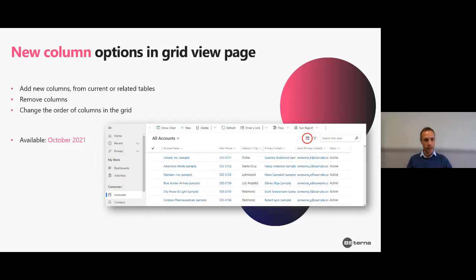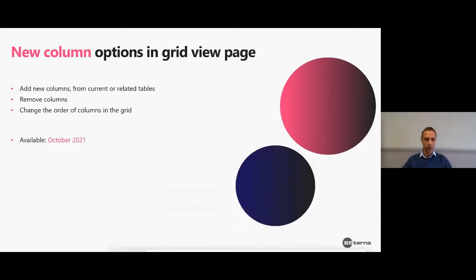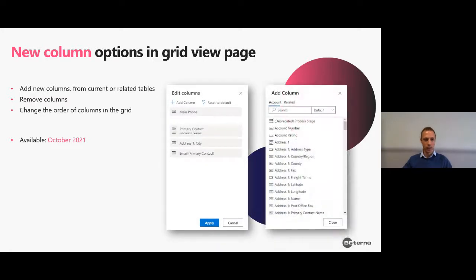Now you have a button, change columns, and when you push that button, you actually get this interface with existing columns on the view, and you can just switch places really easily. You can remove some of the columns, and then there is a button, as you can see, add column, and you can simply add additional columns to this view. So it's really easy for every user that is using Dynamics to personalize the view and get the data that he or she actually needs, right? And this is also something that will be available right at the beginning in October 2021.